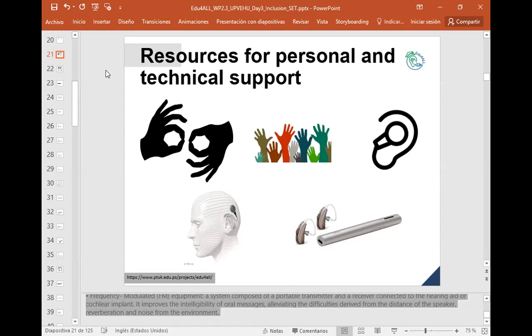Hearing aids, individual electronic devices that capture, process, and amplify speech and environment sounds by adjusting them to the user's hearing loss. Cochlear implant, a hearing aid that transforms acoustic signals into electrical signals that stimulate the auditory nerve. Frequency modulated, FM, equipment, a system composed of a portable transmitter and a receiver connected to the hearing aid or cochlear implant. It improves the intelligibility of oral messages, alleviating the difficulties derived from the distance of the speaker, reverberation, and noise from the environment.